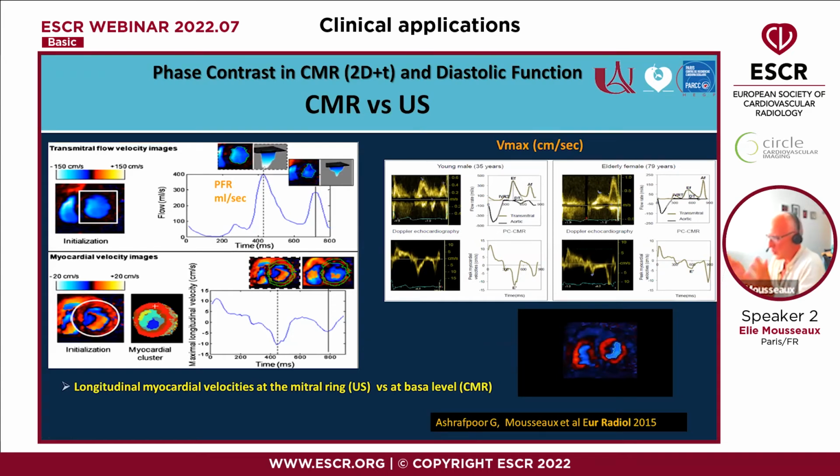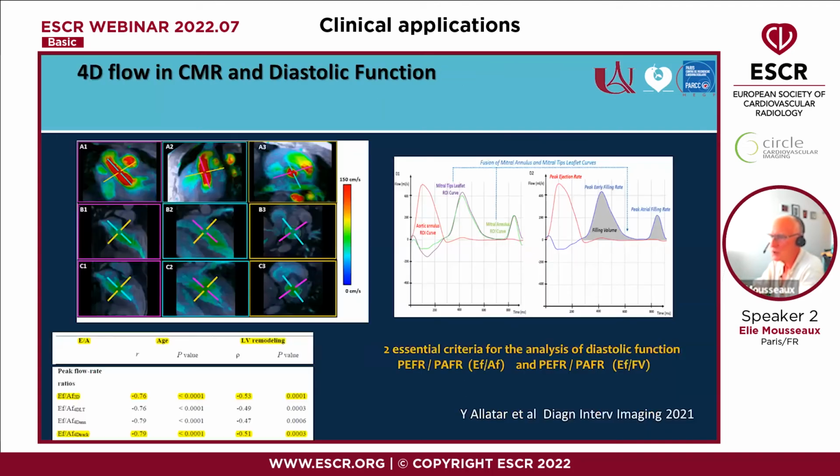So it's a quite well validated system, and we have compared it with the results obtained by using 2D flow, and we have obtained exactly the same result. Instead, we are not using the maximal velocity for the early filling and the late filling during the atrial contraction. We are using the flow, because MRI is much more accurate to estimate the flow compared to the maximal velocity. And we have done a lot of comparison, and the results were very close to the results of echo.